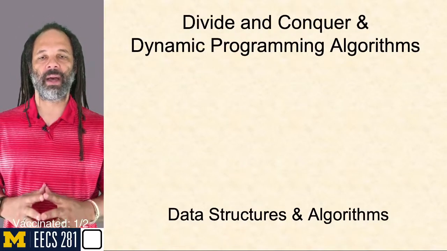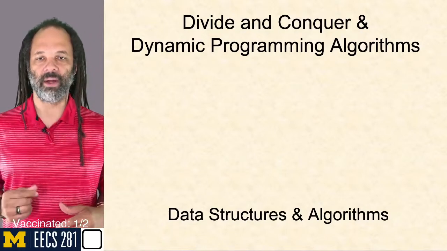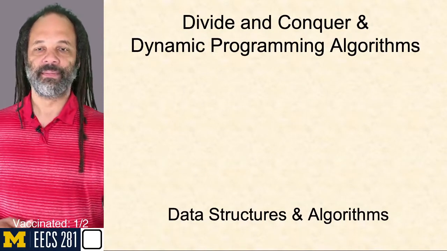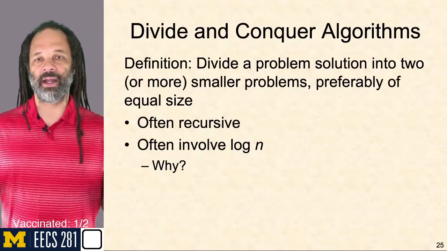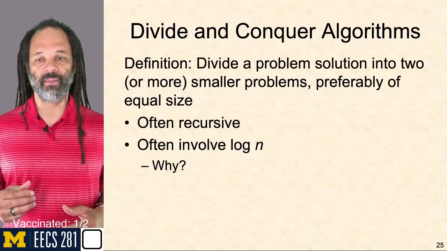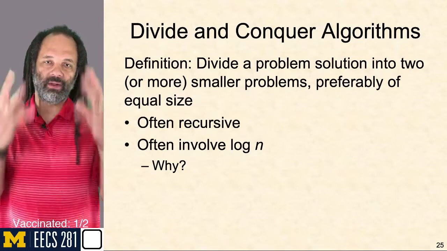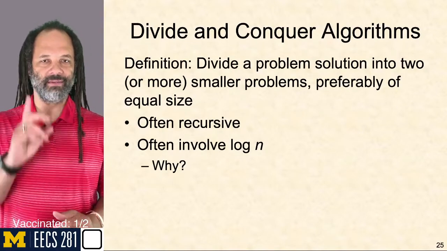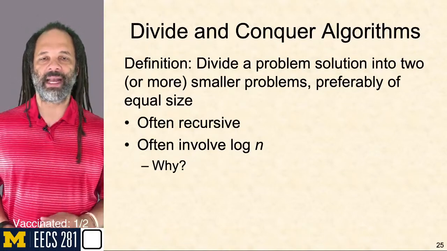Up next, we're going to talk about problems that have subproblems that look like the original problem, only smaller. That's where divide and conquer comes in. That's where dynamic programming comes in. In divide and conquer algorithms, we take a problem solution and cut it into two or more smaller problems, preferably of equal size. That's good. This makes our solutions often recursive because you're like, here's this problem, how can you solve it? Well, if you just make it a little smaller, I will solve that. Well, how will you solve that? I will make it smaller, and then I will solve that. So this is recursion, which often happens in divide and conquer algorithms.